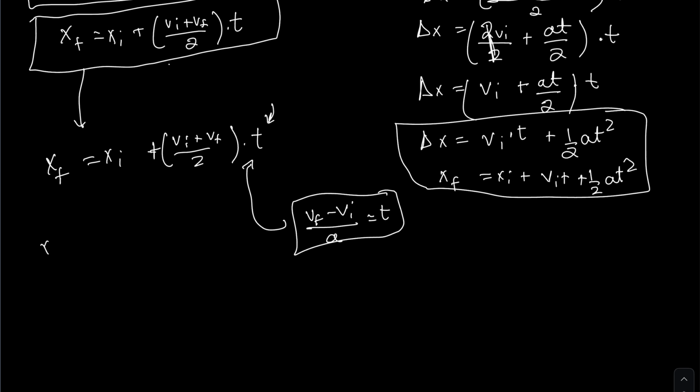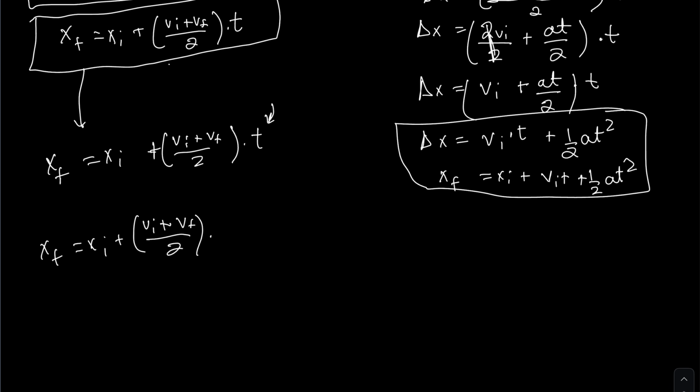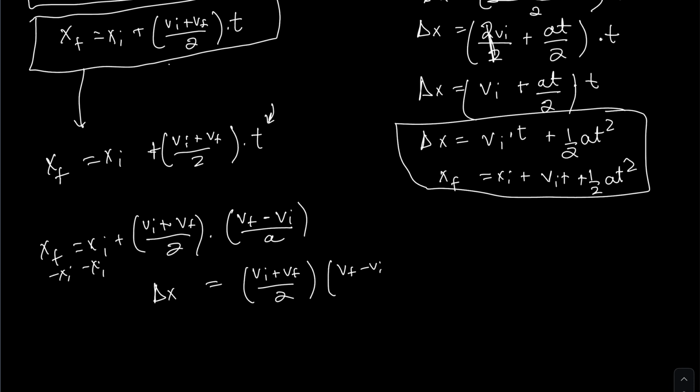So HF is equal to HI plus VI plus VF over 2 times VF. So now let me erase this. But you get the idea, right, where I got that from. Times VF minus VI over A. So if I subtract the HI from both sides here to get rid of this, I get 2 delta H. Oops, just delta H, no 2. I got ahead of myself there. And get VI plus VF over 2 times VF minus VI over acceleration.